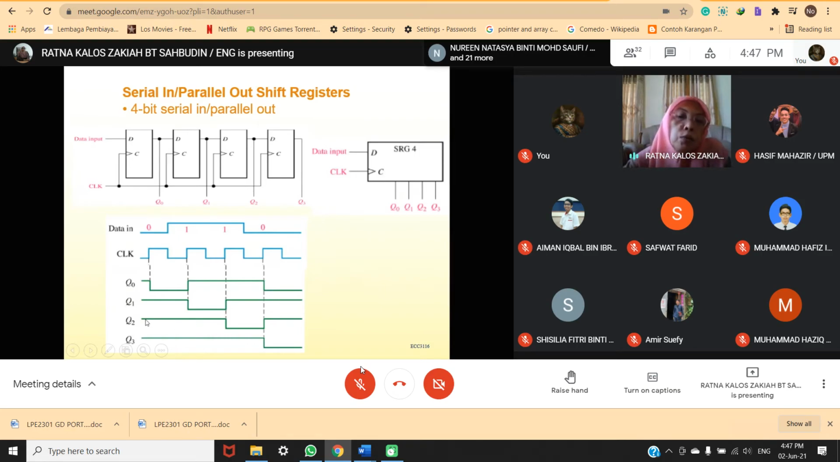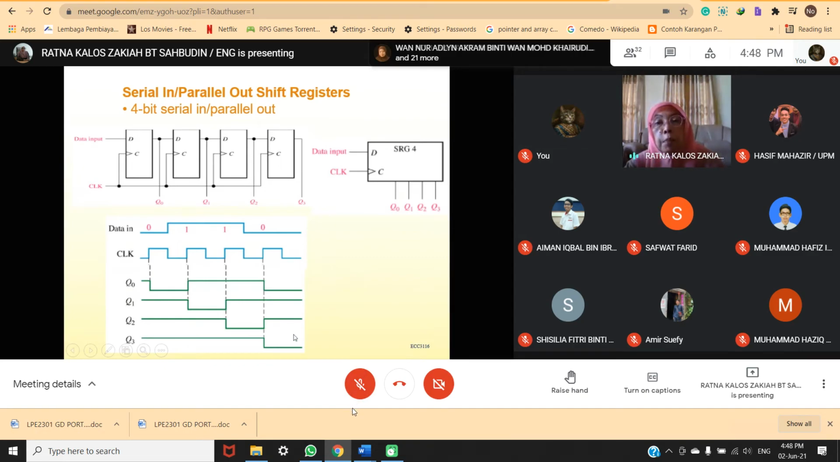Now the next one, this Q1 becomes the input. So at this clock, this is high. Here also high, here also high. And then at this clock, this is low, and then this clock is high. For Q3, Q2 becomes the input. So this is high, high, high. At this clock also high. This clock, this is low, so low.